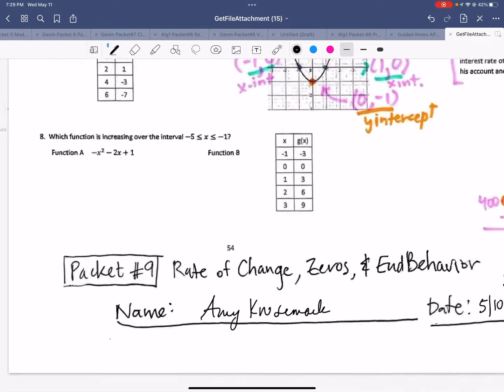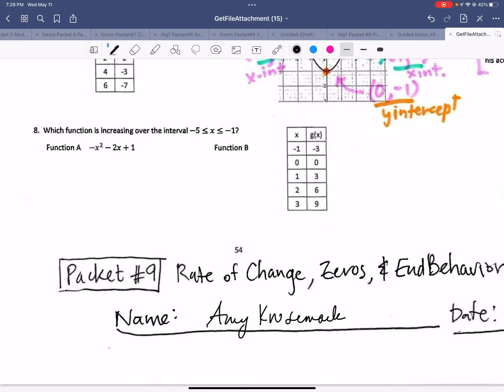Okay. Question number 8, which function is increasing over the interval? All right, so we can just purely look here. Does it go up? It looks like it's plus 3, plus 3, plus 3. So that's definitely increasing.